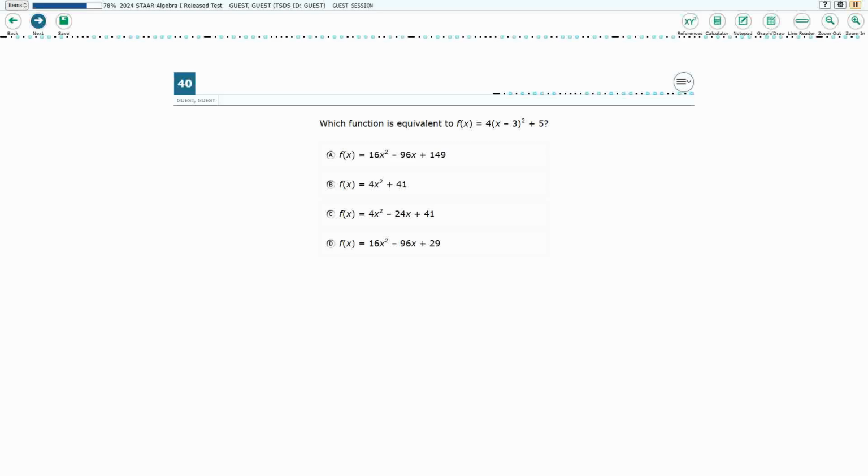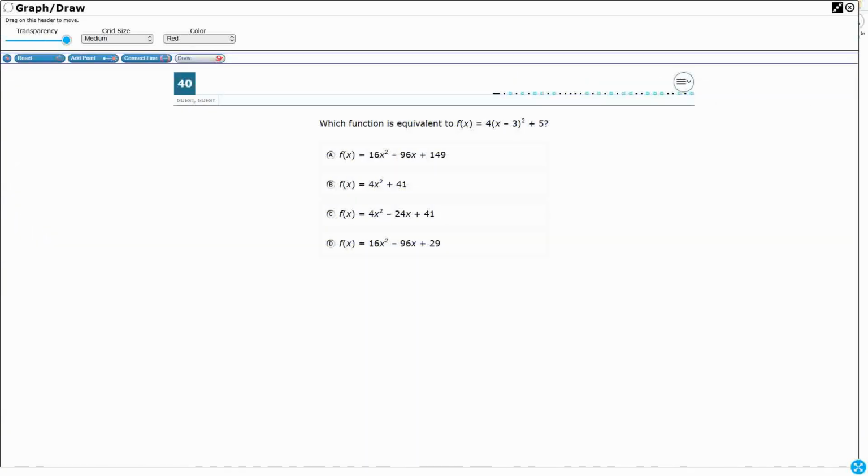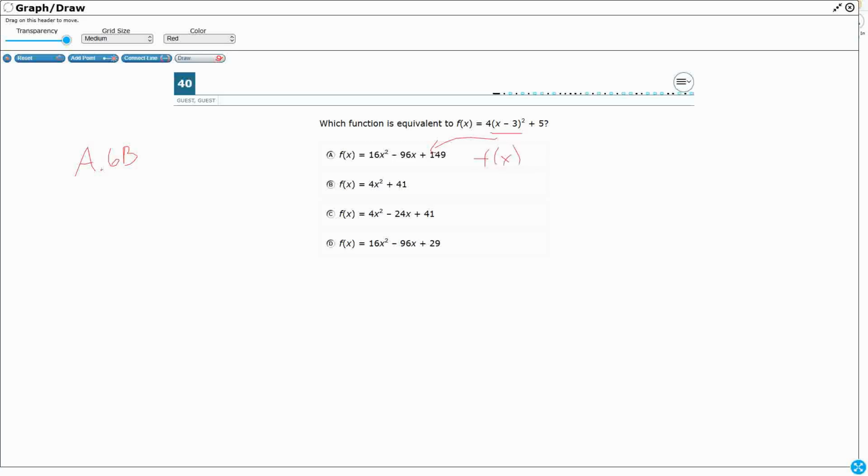For number 40, we need to find which function is equivalent here. We are writing quadratic equations. This is A.6b. And so we have just this basic form here, and what we want to do is put this into standard form. All right, well, let's just look to see what does x minus 3 expression squared actually mean. Well, that means we're going to take this.